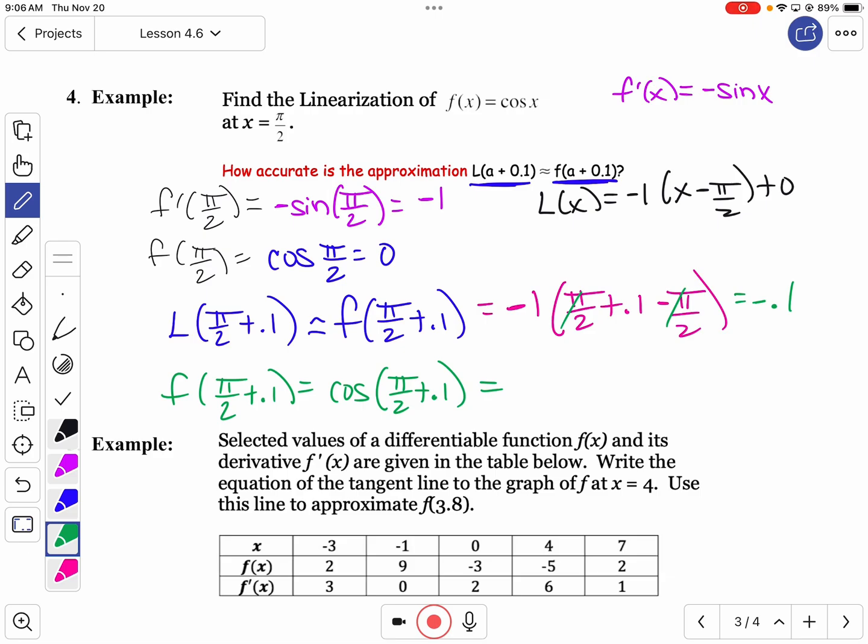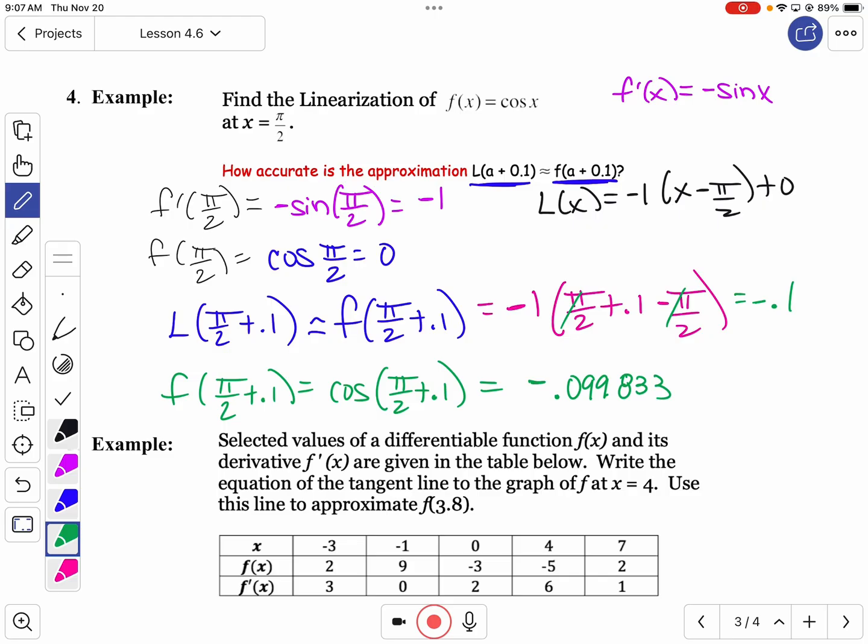All right, so that I would put on my calculator. That's what I got, negative 0.099833. So it's pretty darn close. How accurate? Pretty darn accurate. Differs by, what, 1,000th? Because if we rounded, it would give me that 0.1. Yeah, so pretty darn close. They will not ask you to give that error in terms of how different they are. They won't ask you that. Okay.